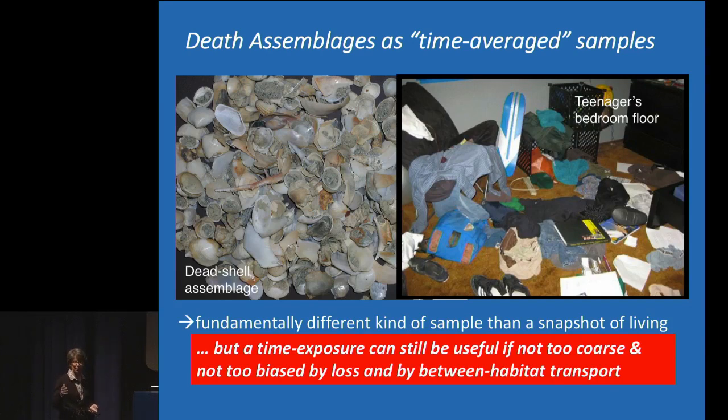It's a fundamentally different kind of picture than a snapshot of the kid running out of the kitchen door late for school. That snapshot has very high temporal acuity, very high sharpness, but it is a single instant of time, as opposed to a time averaged accumulation that is temporally coarser, but is a different kind of information, and arguably, for some purposes, more valuable. So the time exposure can still be useful if it's not too coarse and not too biased by loss in what we call between habitat transport of material.